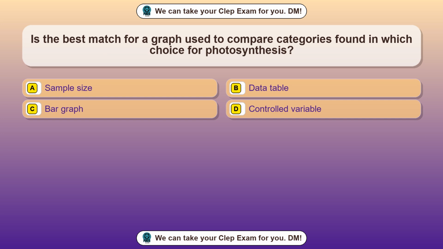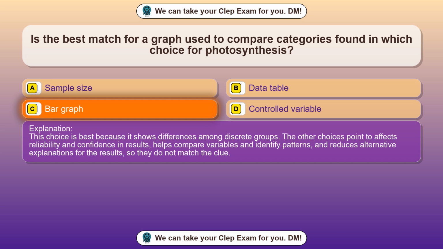Question 100. Is the best match for a graph used to compare categories found in which choice for photosynthesis? Option A, sample size. Option B, data table. Option C, bar graph. Option D, controlled variable. The correct answer is option C, bar graph.